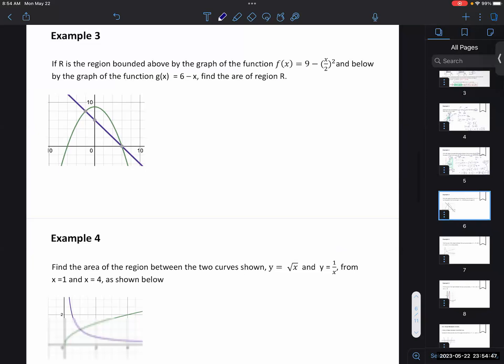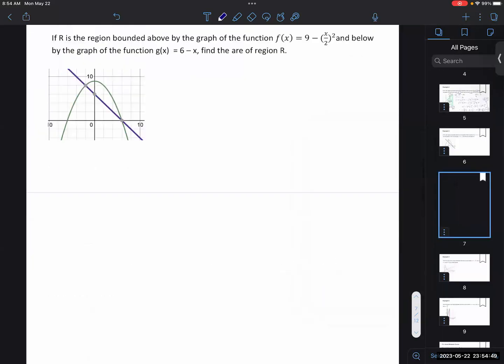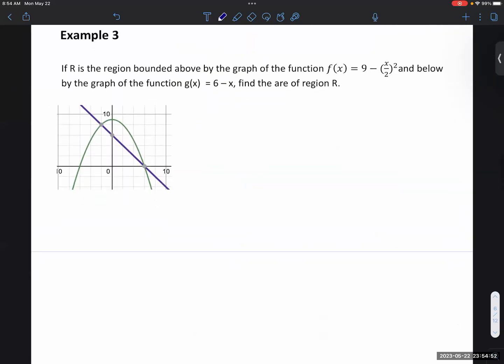Here, I'm going to make more space. Example 3. So we're going to find the area between those two functions. One is definitely a quadratic function. So I know this green is going to be 9 minus x over 2 squared. And then the purple is going to be the linear function 6 minus x. They're looking for the area between two functions. So that is going to be exactly this area, right? This is the area we are looking for.